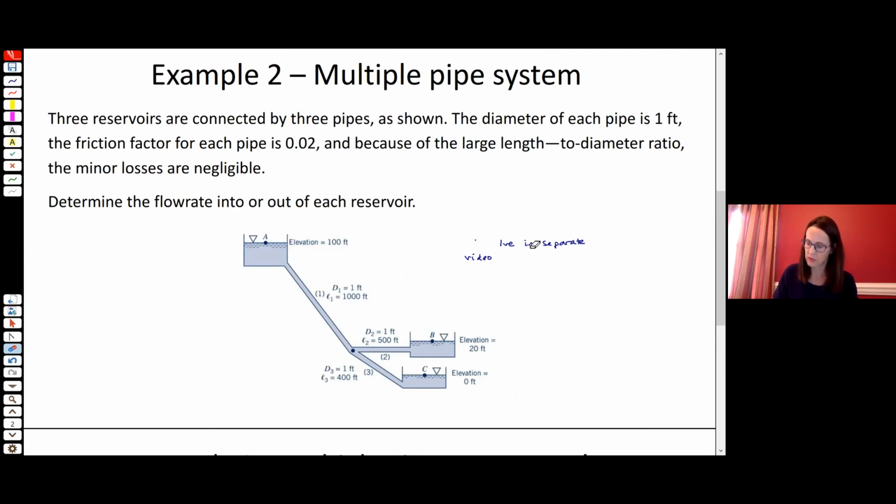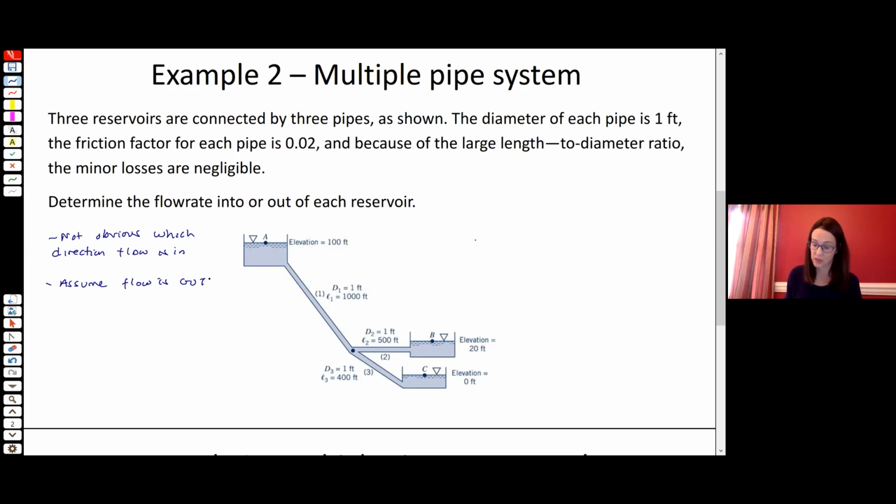Okay, so it's not obvious which direction the flow is in. So first we're going to assume the flow is out of reservoir B, and then see, again, if it makes sense.